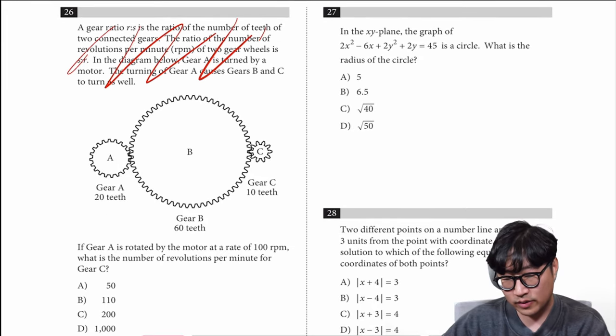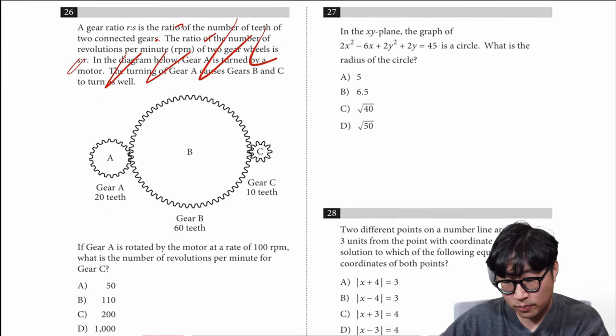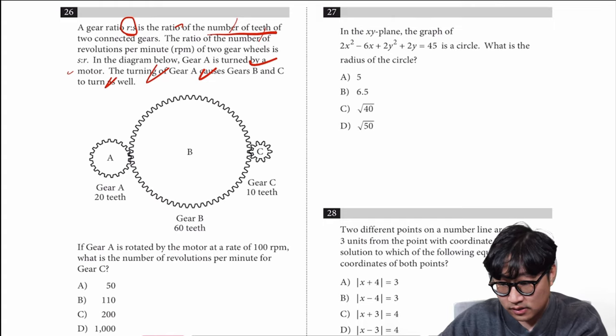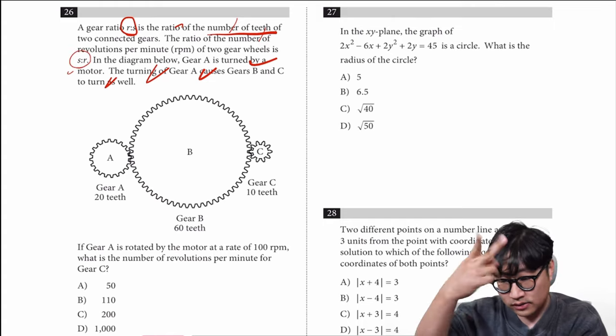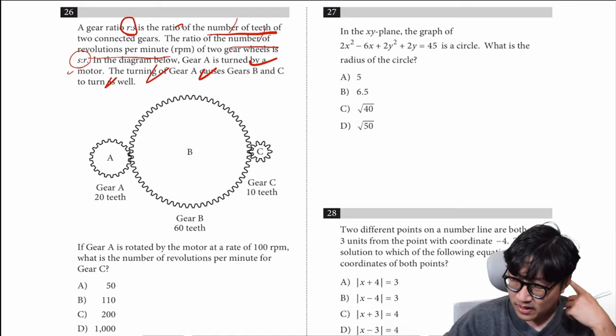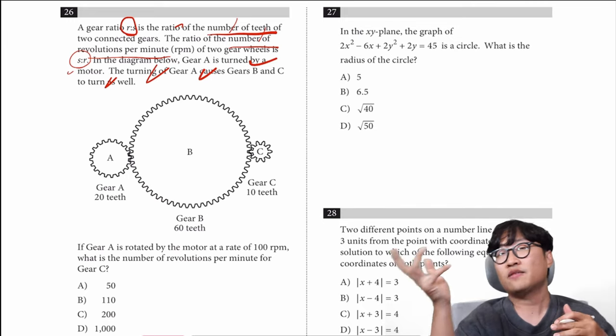All right, number 26. Yeah, too lazy to read that, but I should probably pay attention to the ratio. So gear ratio RS is the number of teeth, okay? And then what is this SR, S to the R? So they kind of just flip that, and that'll be the number of revolutions per minute. Okay, cool. You actually don't really need that if you just kind of understand the picture.